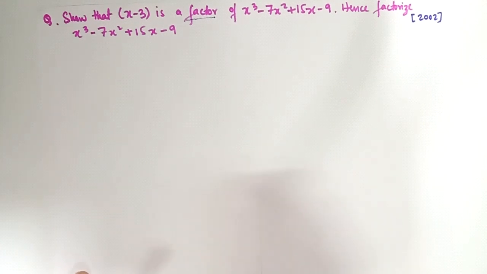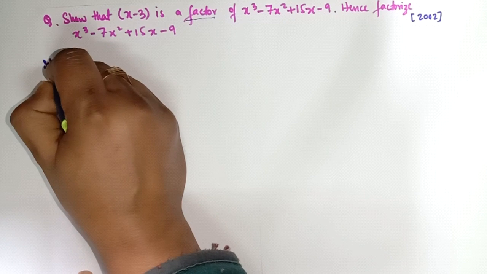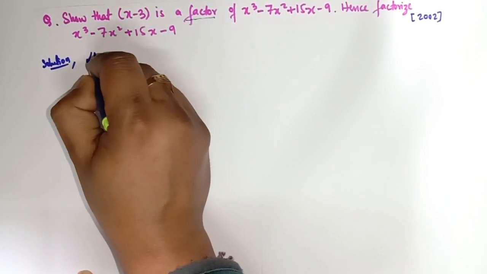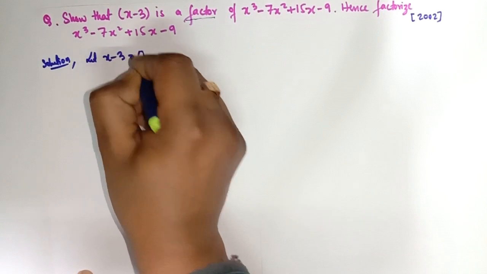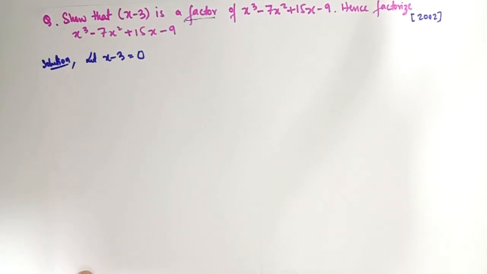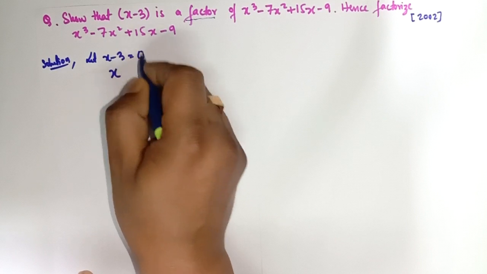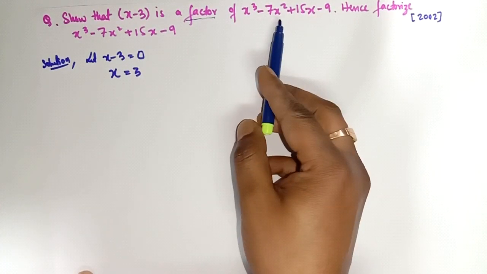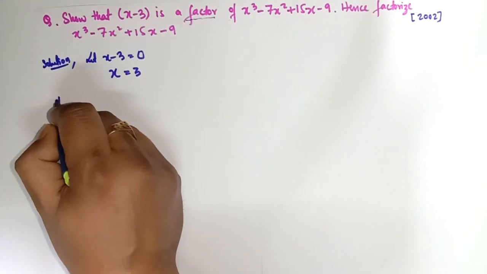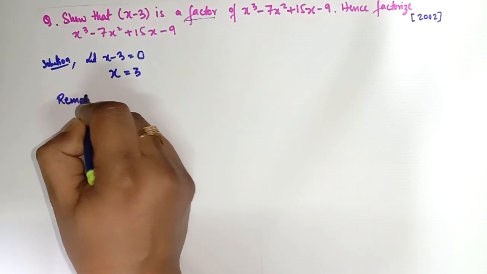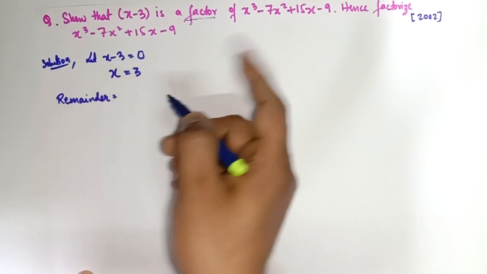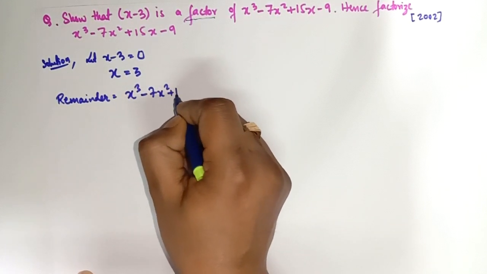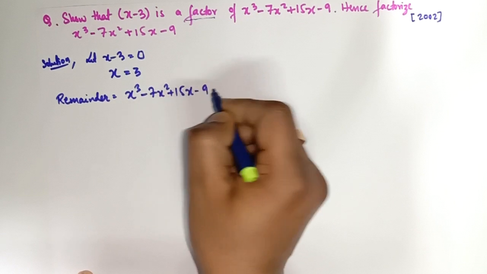Let's start the solution. Let x minus 3 is equal to 0. So when the minus 3 goes across, it will be x equals 3. To be a factor, the remainder has to come 0. So note that. The remainder equals x cubed minus 7x squared plus 15x minus 9.